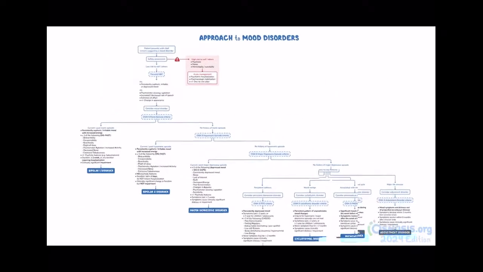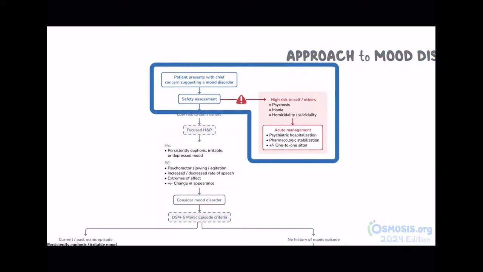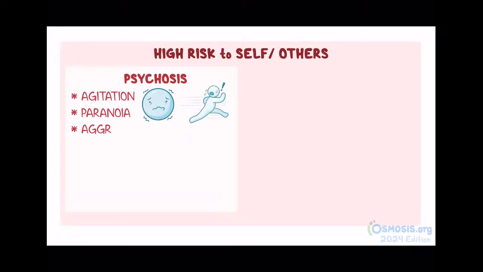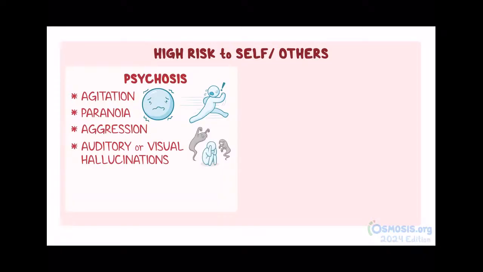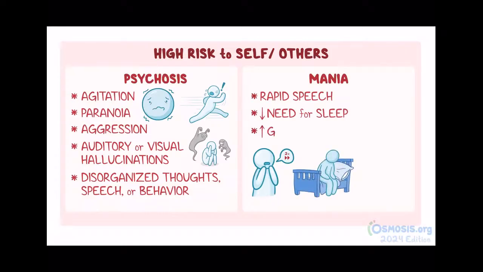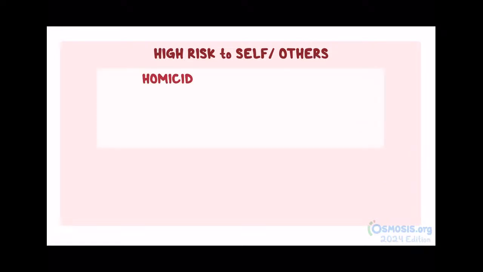Now, if a patient presents with chief concerns suggesting a mood disorder, first perform a safety assessment. Assess for features of psychosis, like agitation, paranoia, aggression, signs of auditory or visual hallucinations, and other forms of severely disorganized thoughts, speech, or behavior. Additionally, look for signs of mania, such as rapid speech, a decreased need for sleep, and an increase in goal-directed activity. Finally, ask specifically about homicidal and suicidal ideation.